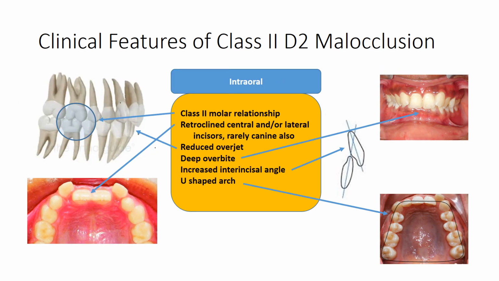Now, the intraoral features of class 2 division 2 malocclusion. There is a class 2 molar relationship, with retroclined central and/or lateral incisors. Sometimes, rarely, even the canines are retroclined too. There's a reduced overjet. The overbite is normally very deep. The interincisal angle is increased, and the arch is usually a U-shaped arch.